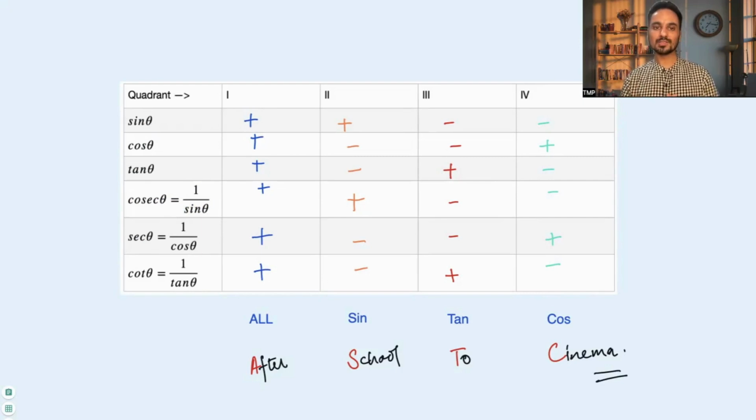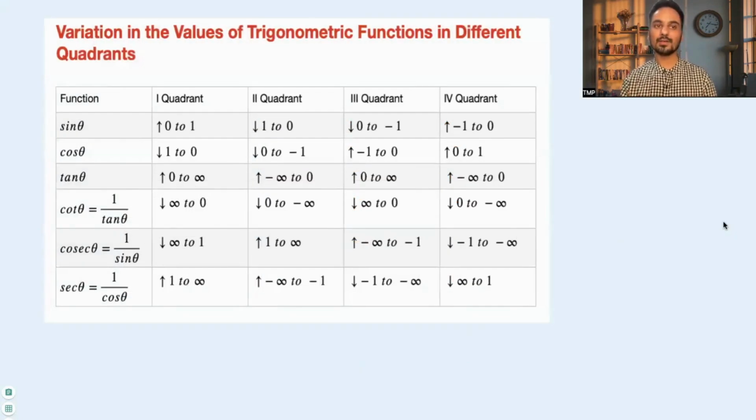So in this video, we discussed the signs of all trigo functions in quadrant 1, 2, 3, and 4, and how their values vary in different quadrants. In the next video, we will discuss the domain, range, period, and graph of trigonometric functions.